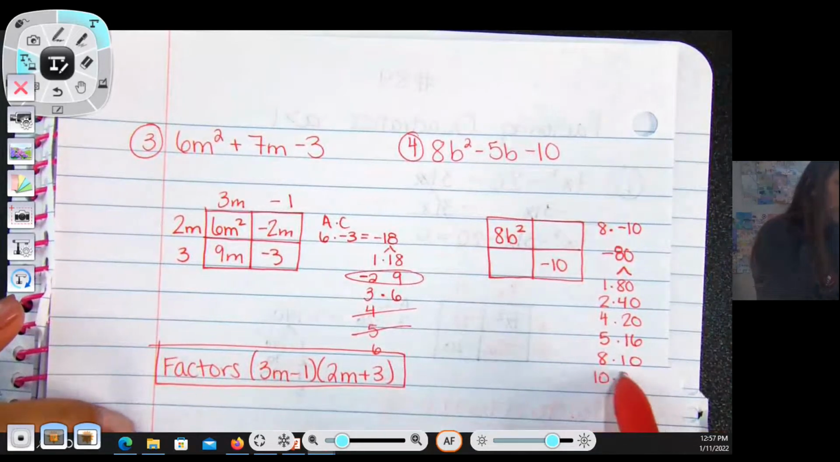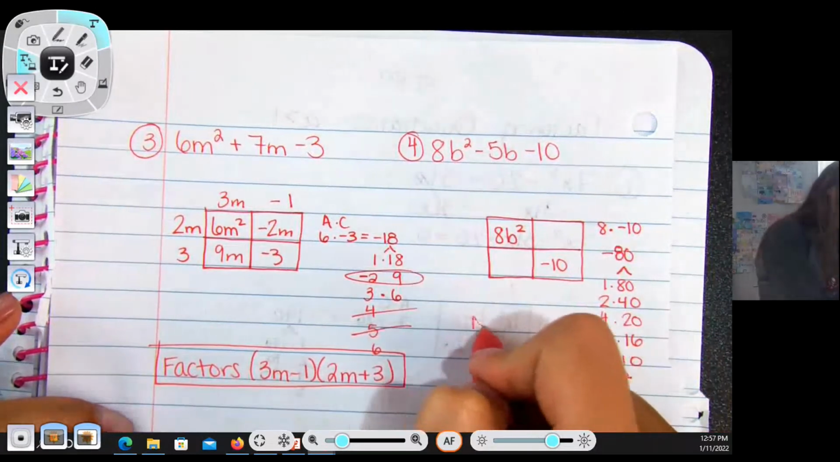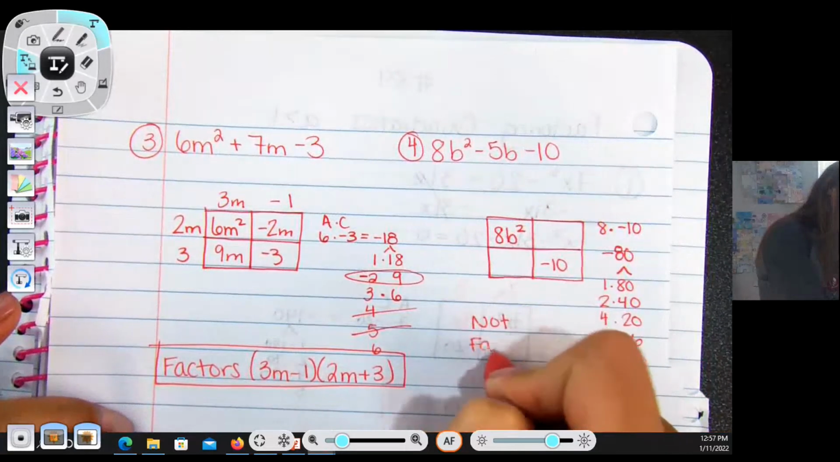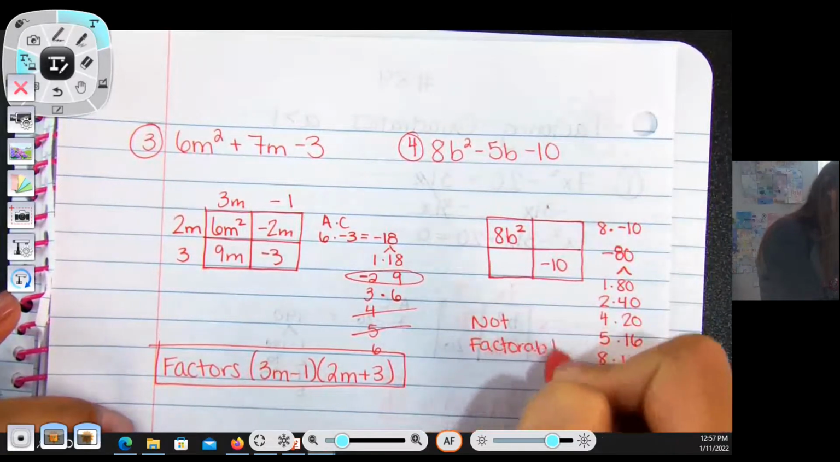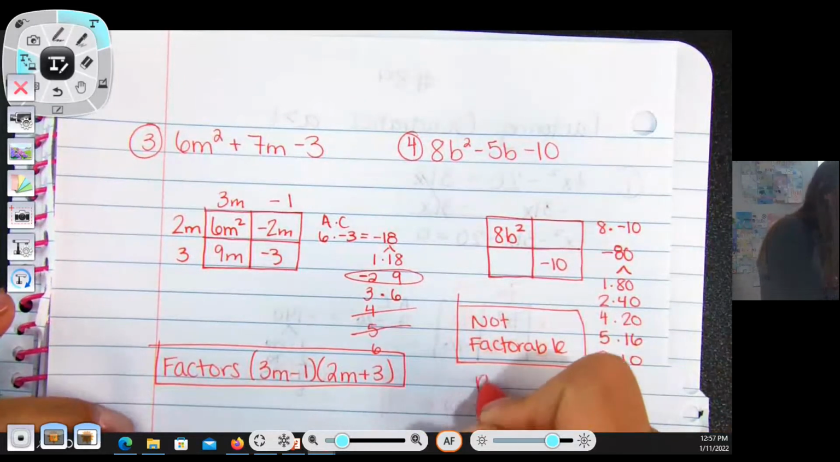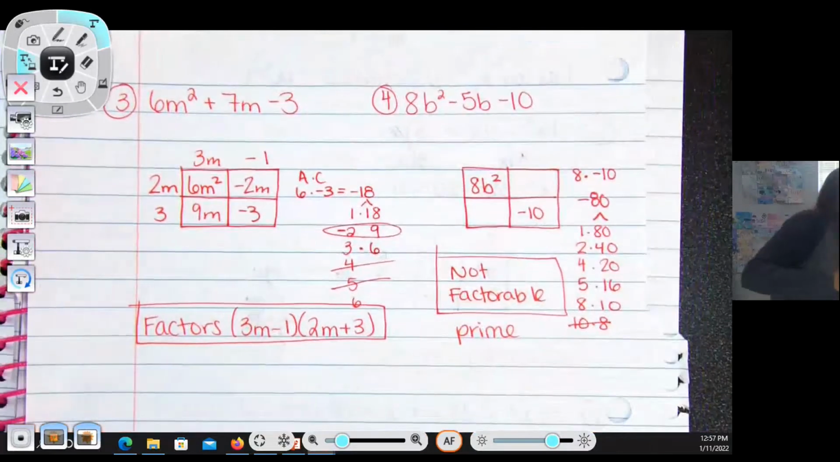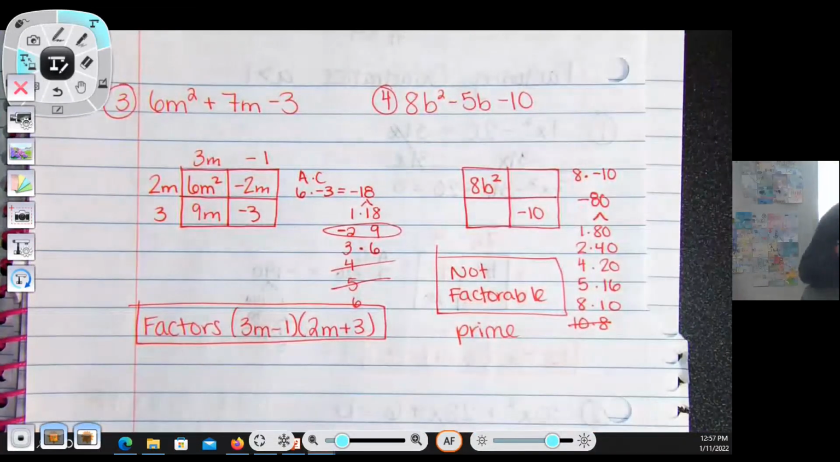Then these would go backwards, 10 times 8, so you don't need that one. None of these add to make 5. So this is not factorable. You don't say no solution, it's not factorable. Sometimes they call it prime. In the book it says write prime if it's not factorable, but it's just not factorable. So either way, you can write that or that.